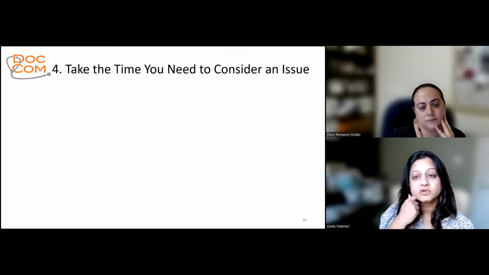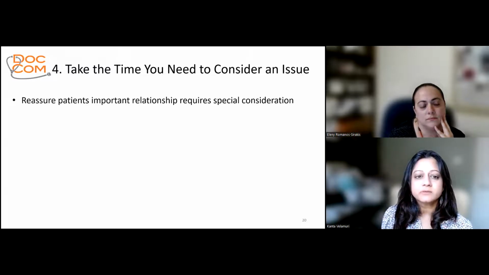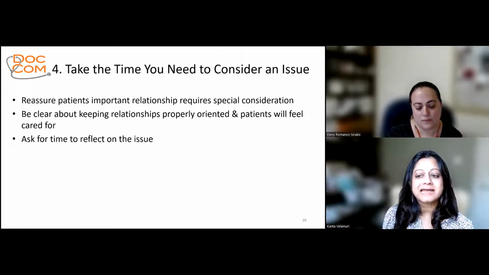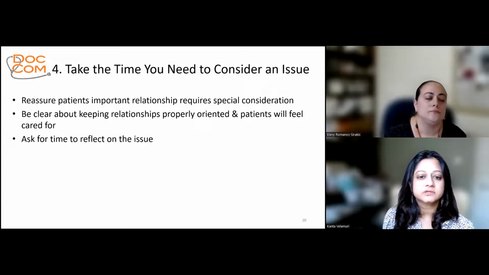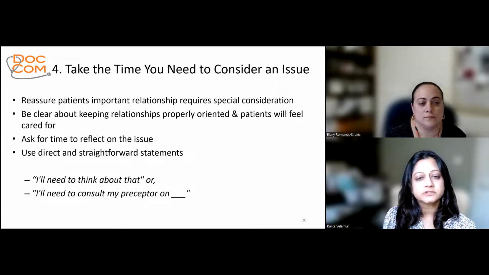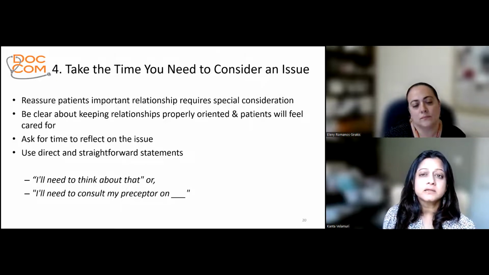You should also give yourself time to consider what the challenge is. So you don't have to make a decision right away. Some of the words you can use are for trying to get yourself time. So you can reassure your patient that the relationship is important. Reassure them that you want the patient to feel cared for, and then ask for time to reflect on it. So you can say things like, oh, I'll need to think about it, or I'm going to talk to my preceptor, or let me think about it. I'm going to consult some of my colleagues.